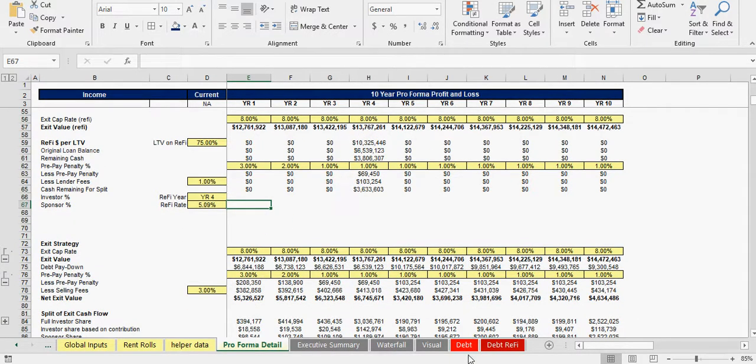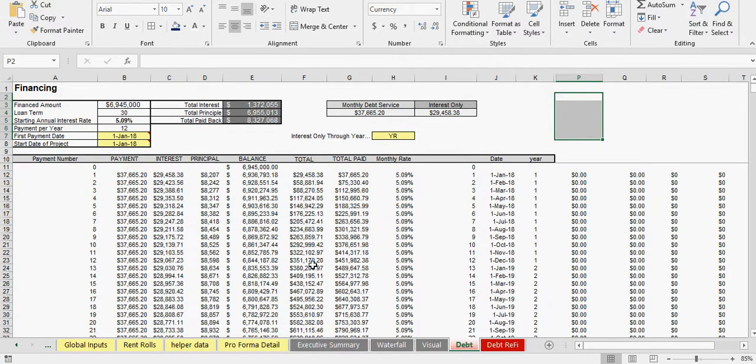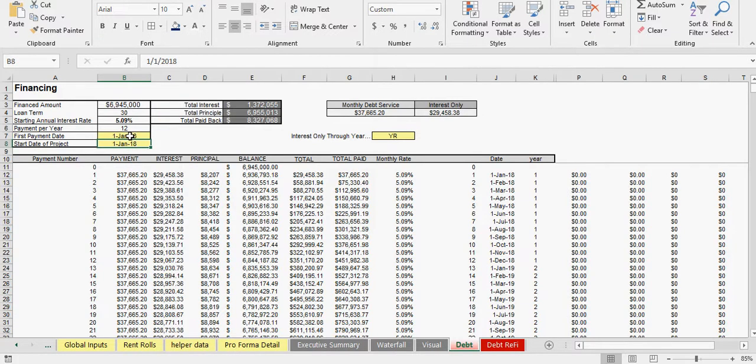So refinance. Now this with the debt schedule is really hard to figure out, but basically you can define on the first loan if it's interest only through a certain number of years. You're going to want to define the first payment date and the start date of the project. This is mainly the first payment date for the first loan. These should just always match.